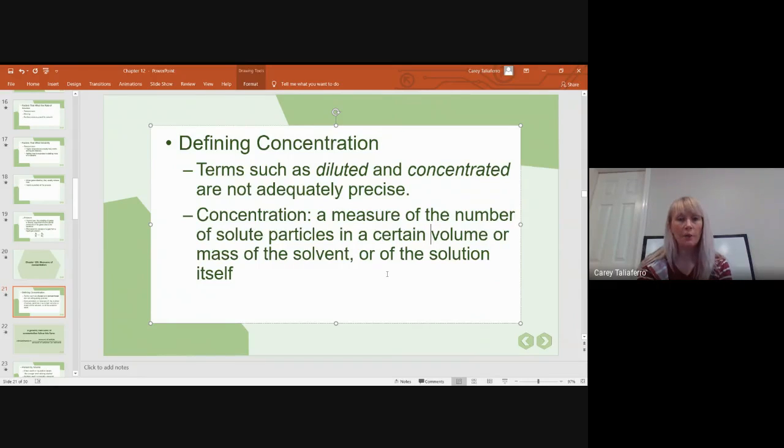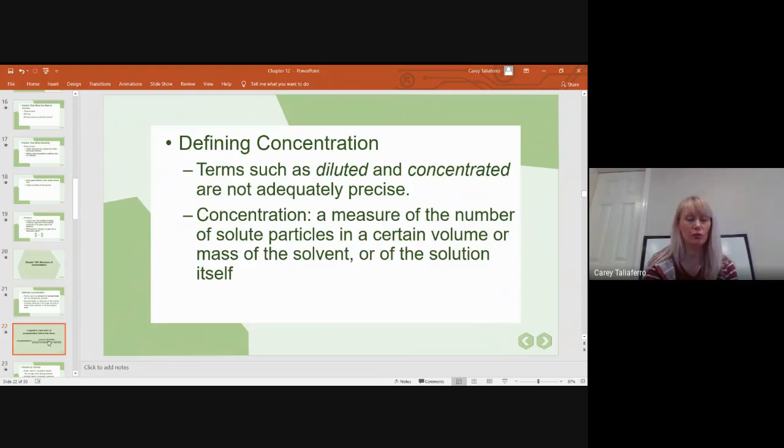So when we talk about concentration, that is a measure of the number of solute particles. So remember, solute is what gets dissolved, the lesser amount of a substance in a solution. And the amount of solute particles within a certain volume of your solvent. Or sometimes we talk about the entire solution itself. And we'll look at the differences there between just the idea of how much solvent you have or the entire solution, because it does make a difference whether you're talking about just the solvent or the entire solution.